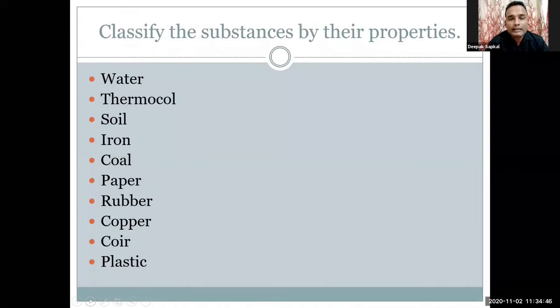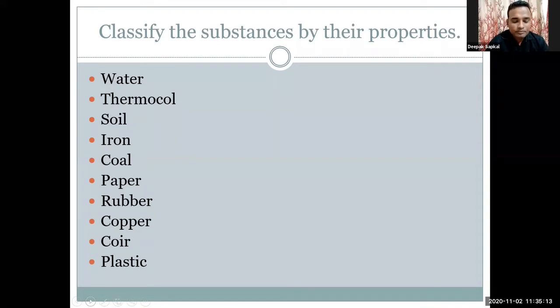Now kitchen utensils: see, the pot available in your kitchen is made up of different things or different substances. Nails. Tables and chairs: nowadays what are we using? Plastic and also wood. These are the things.